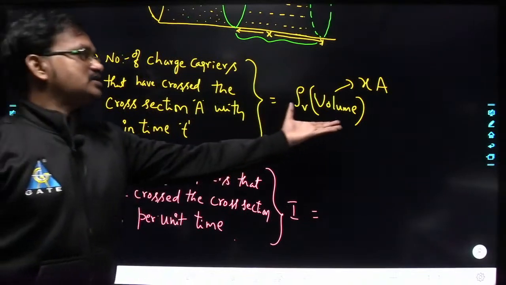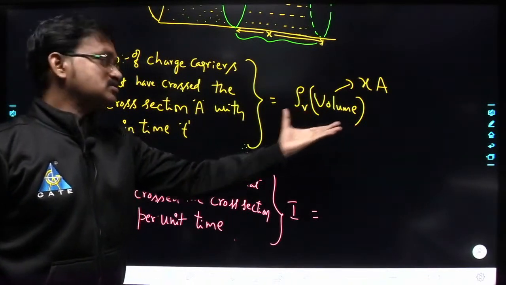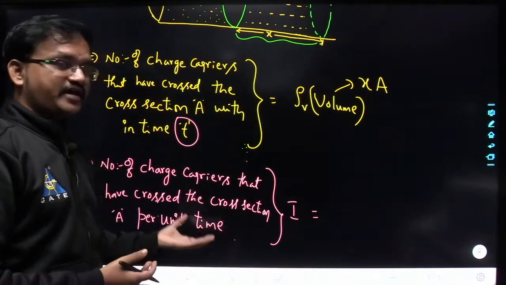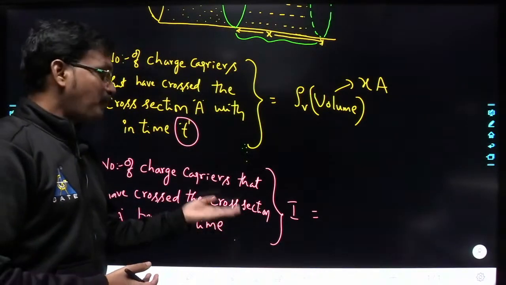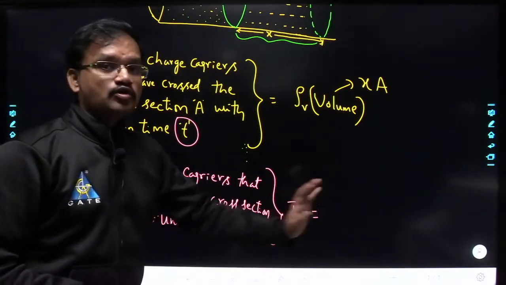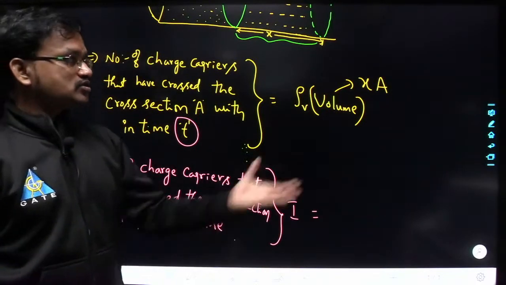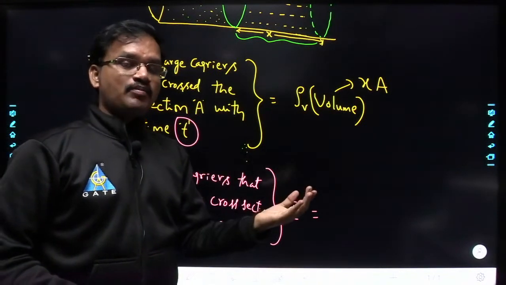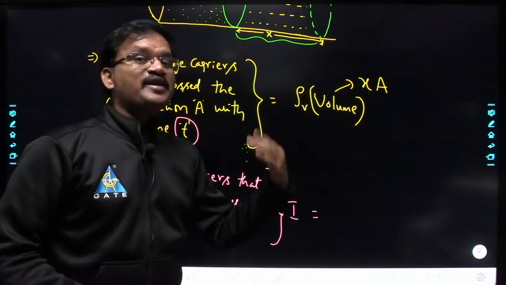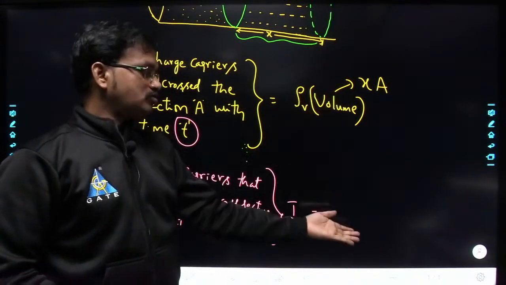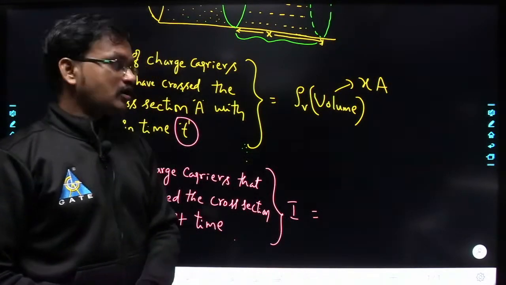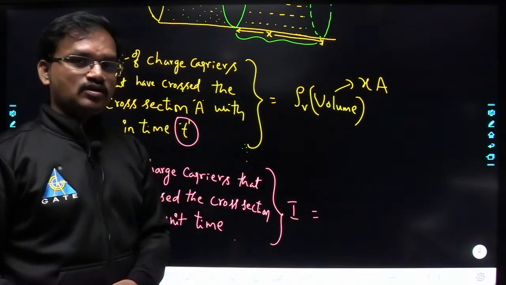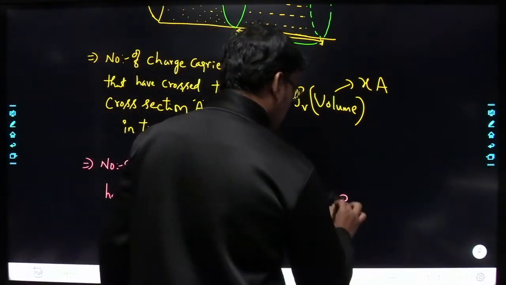See, these are the charge carriers that have crossed the cross section within time t. Now if you want the number of charge carriers that have crossed the cross section per unit time, what do you have to do? Tell me what you have to do. You have to divide this with t, with time. Yes or no? So what are you going to get? Rho V into what?